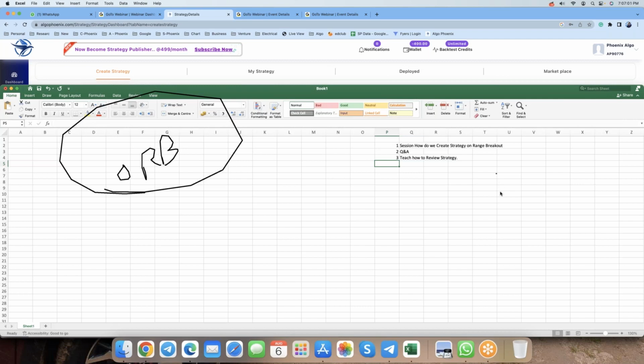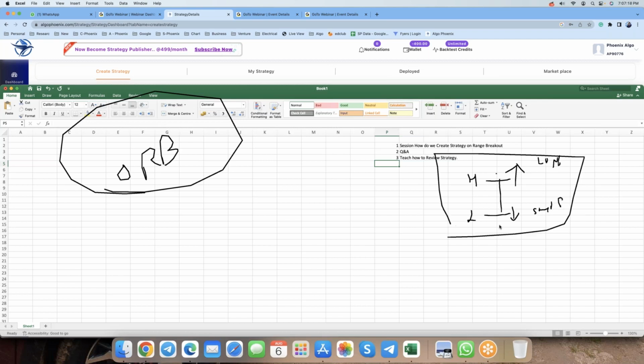What is my expectation? I'm trying to mark the candle between 9:15 and 9:30. Mark the high of this, mark the low of this. Breaking this high would be my long entry. Breaking this low would be my short entry. This is my condition. This will be my stop loss, and this would be my stop loss. Target I can keep 1x, 2x, 3x or trailing.